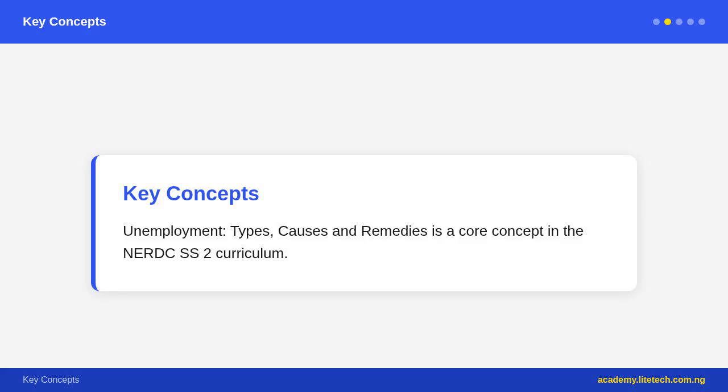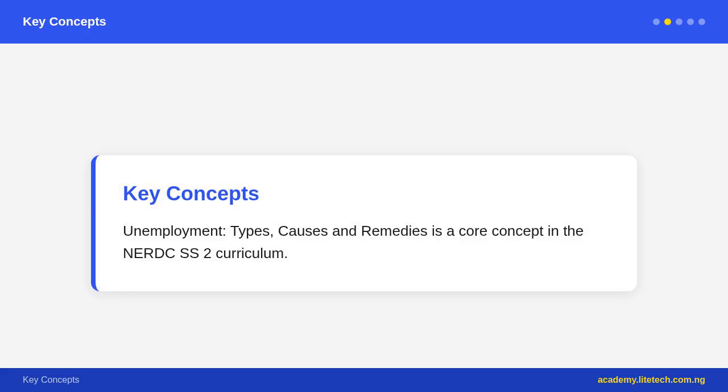Structural unemployment arises from a permanent mismatch between the skills of workers and the skills demanded by employers. It occurs when industries decline, such as the textile industry in Kano, which collapsed due to cheap imported Chinese fabric, or when new technologies make old skills obsolete.